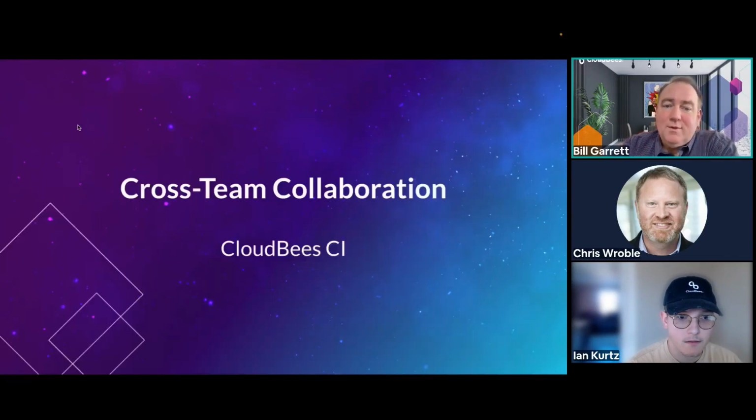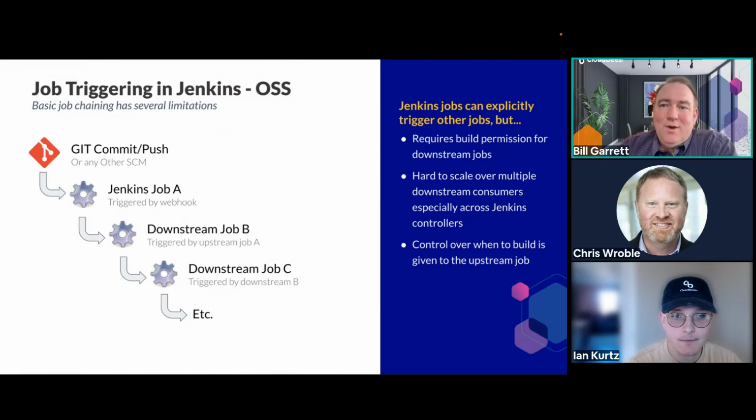It's called cross-team collaboration, actually. Sorry, I slipped up on the title there. It's a way of triggering one job from another job. And again, job triggering is something that's been available in open source Jenkins for a long time, right? One job can trigger another job, can trigger another job.